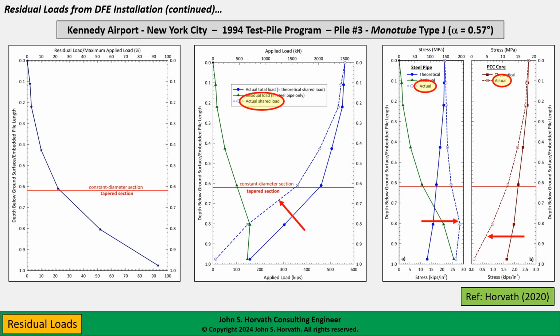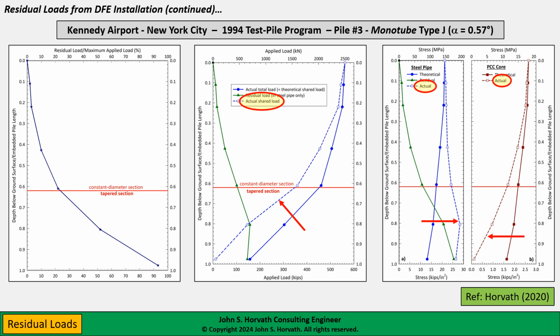So now when we apply the 2,500 kilonewton load at the head of the pile in the load test, the dash blue curve shows the stresses in the steel, because the stresses in the steel build on the stresses that are already there. So the actual stresses in the steel are the sum of the green curve from residual loads, and the blue curve from load sharing with the concrete core. The steel stresses are much higher than we imagined.